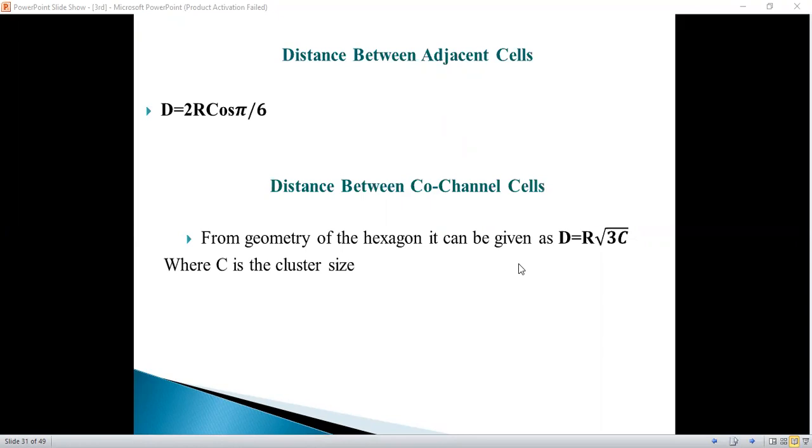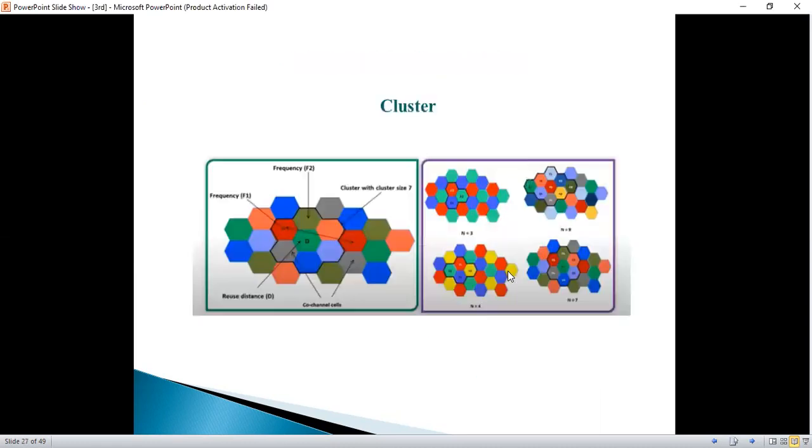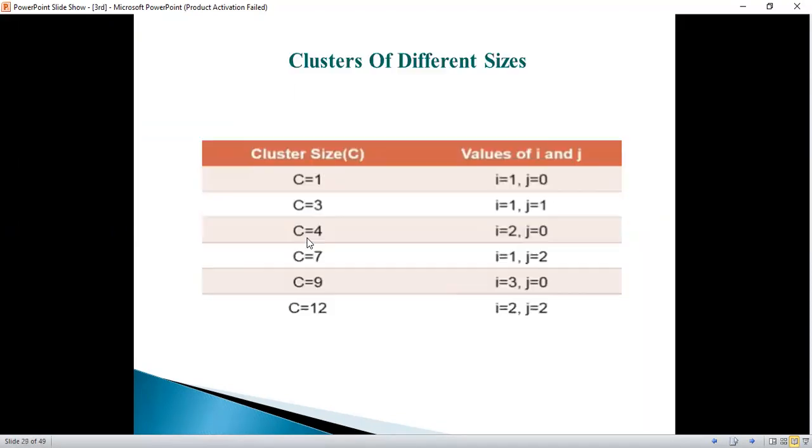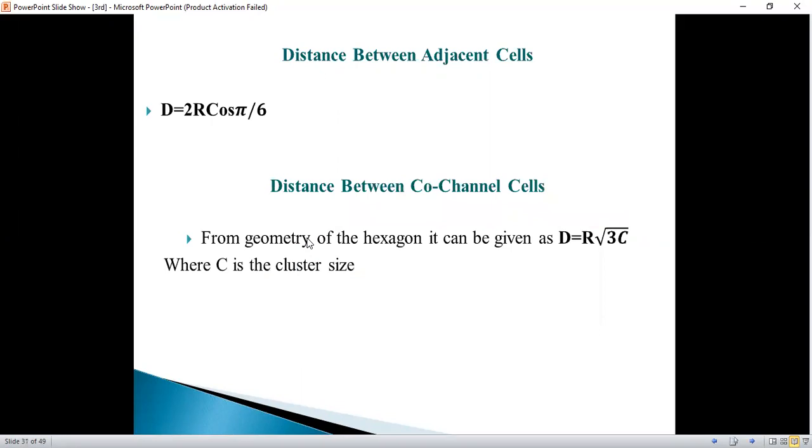So what was I saying? Let's now talk about the distance between co-channel cells. When we are talking about co-channel cells, that means we are moving cluster to cluster. If you look at this image, these are co-channel cells. Co-channel cells means you have moved from one cluster to another cluster. You are not in the same cluster. We are not talking about the adjacent cells. We are talking about the co-channel cells.